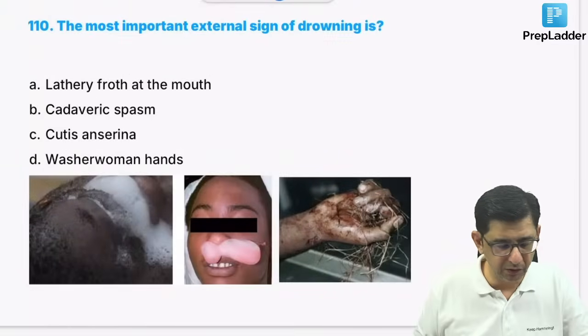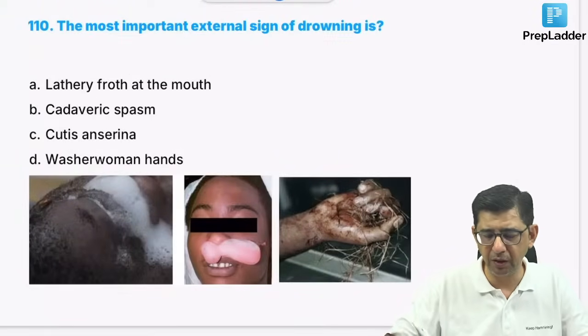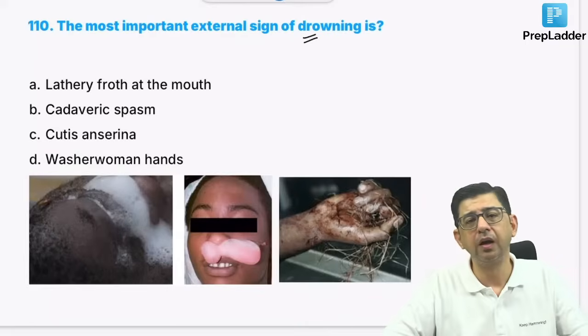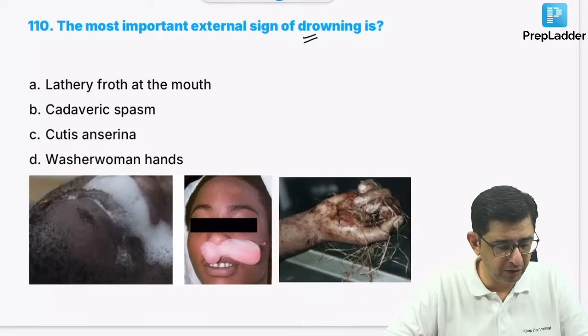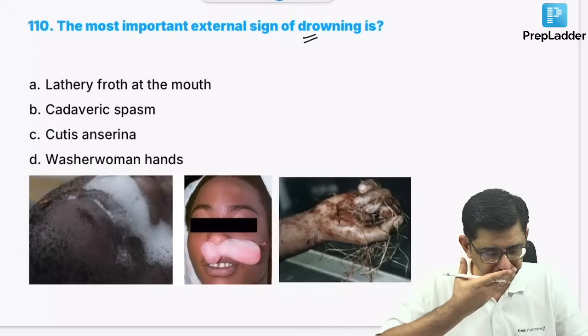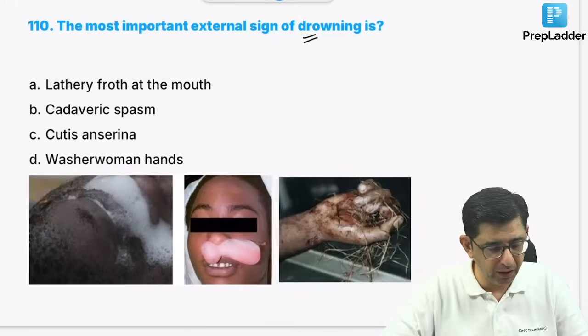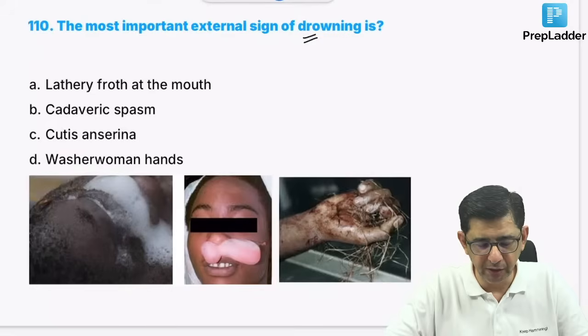And then there is a question: what manifestation would be seen as the sign of drowning? Yes. Most important external sign of drowning. Okay. So I'm getting multiple answers here. One of the answers that I'm getting is a cadaveric spasm.